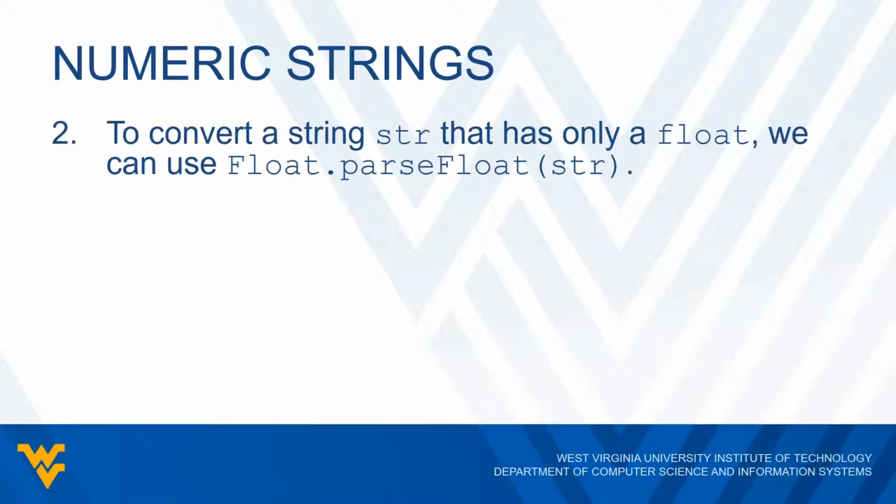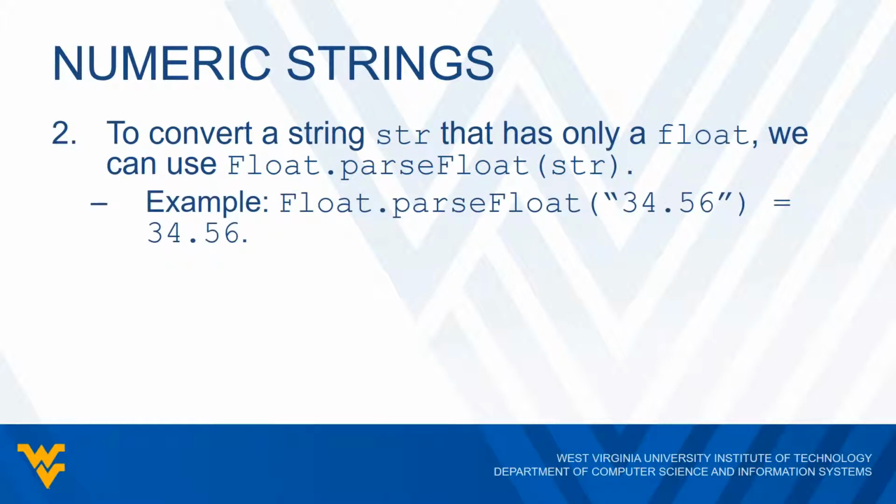Now, what if our string is just a float? Well, we can use a method that works for floats as well. So if our string is only a float, we can use Float.parseFloat and then pass that string. So for example, if I wanted to get the string 34.56 and convert that into a float, I can just call Float.parseFloat, pass that string, and sure enough, it will give me 34.56. So that's great for floats.